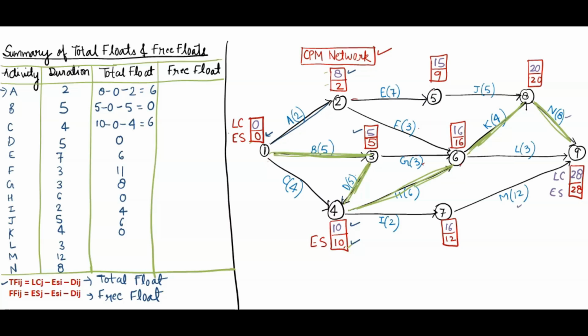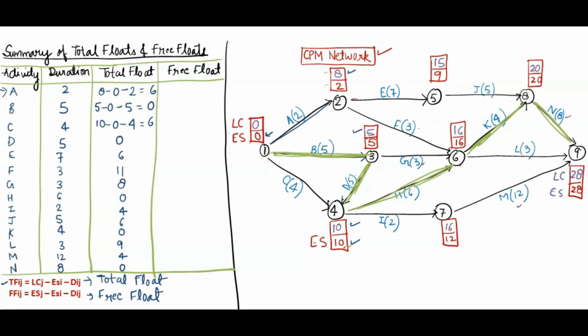Okay, so let's check the last activity, N. For N activity, we are going from 8 to 9, correct? So from 8 to 9. 9 is the ending node. The ending node LC is 28 and the starting node 8 has ES 20. 28 minus 20 and duration is 8. 28 minus 20 minus 8 will get 0 for the N activity.